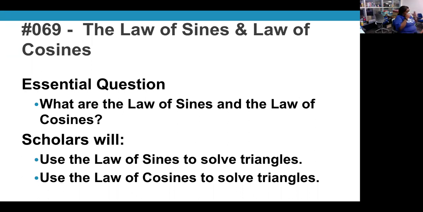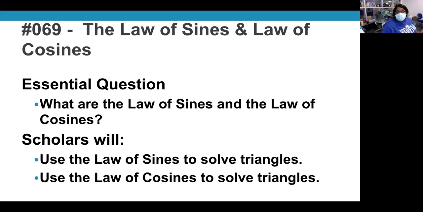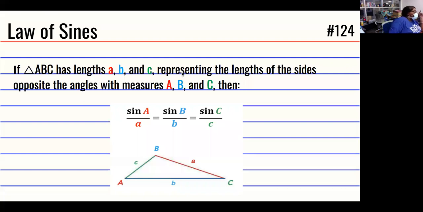So you got 2 cards today, one for each one, and then we're going to just do some problems to apply it, and that will be it. So I'll give you a minute to get this written. Okay, so we're going to start off with the first card, which is the law of sines. So this is 124. So I'll let you write this down, and then we're going to talk about when we can use this and use it to solve triangles.